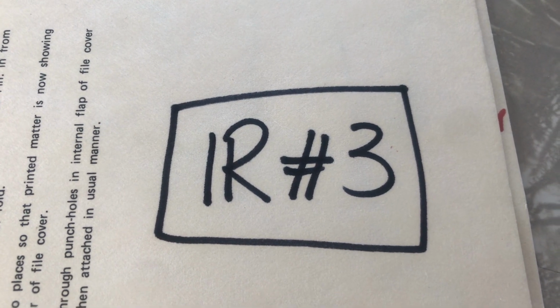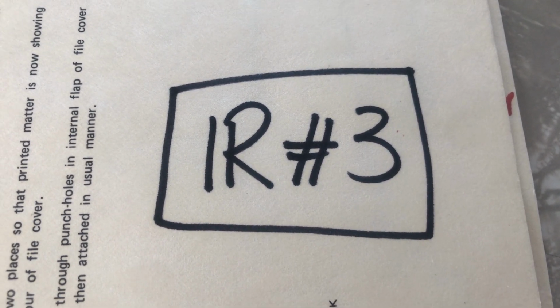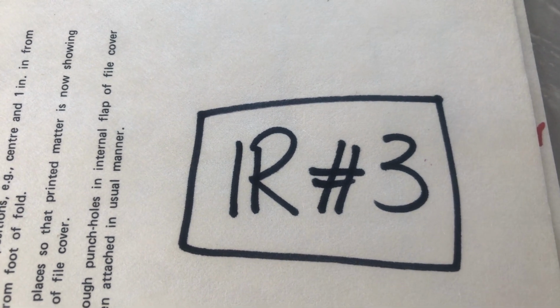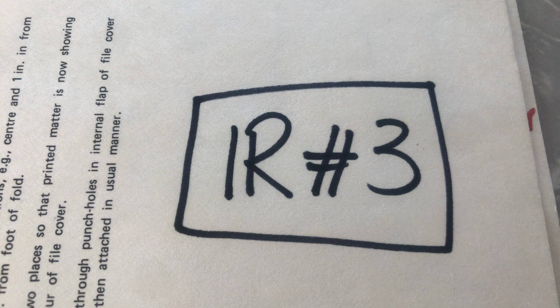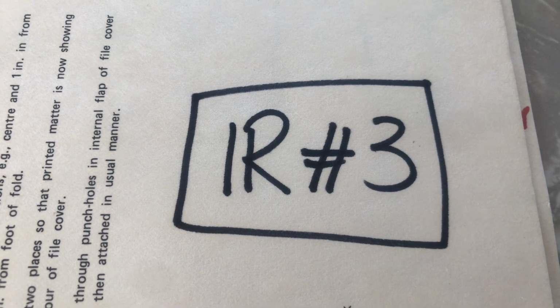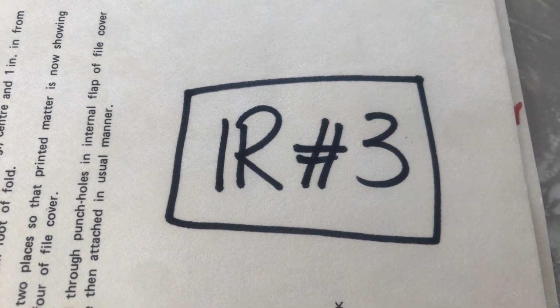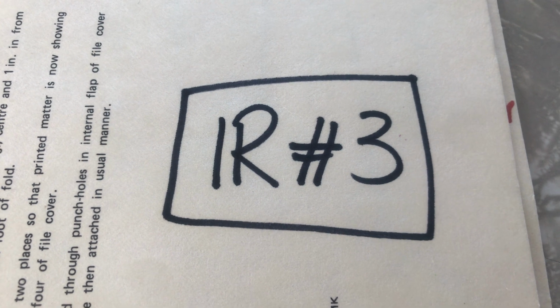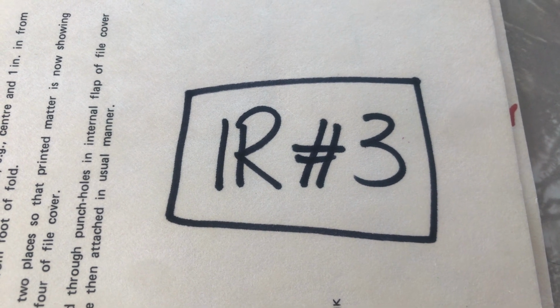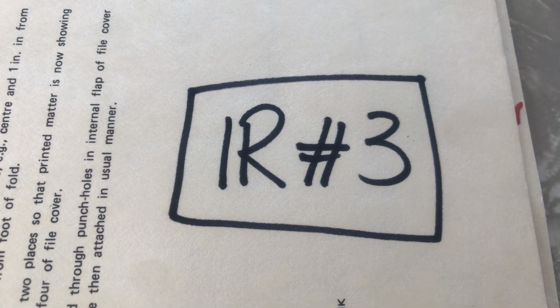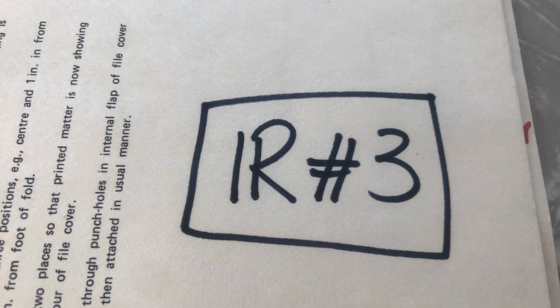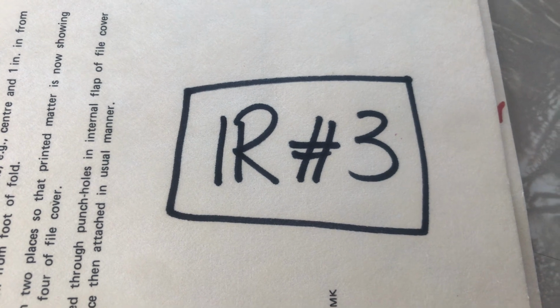Welcome to IR video number 3. So far we've covered the basics of infrared in video 1. We've covered the C-H peak, the O-H and the NH2 peaks right up the top between 3000 and 4000 wave number in video 2. And in video number 3 we're going to look at the carbonyl group.